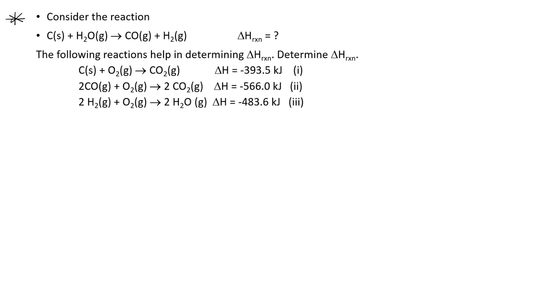Let's look at this Hess's law problem. Consider the reaction of carbon solid and water gas to form carbon dioxide and hydrogen gas. What is the enthalpy of this reaction? That's what we want to determine. But we are told that this reaction occurs in 3 steps. The first step is this reaction shown here. The second step is this reaction shown here. And the third step is this reaction shown here. So how do we obtain delta H of reaction for this?